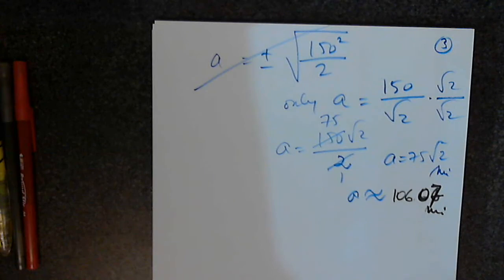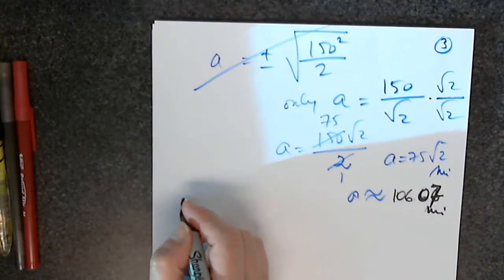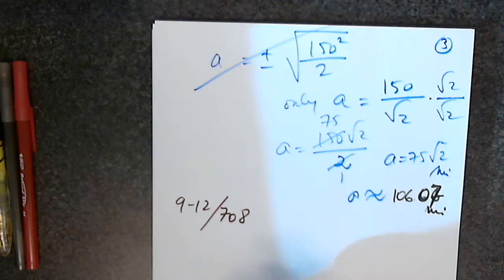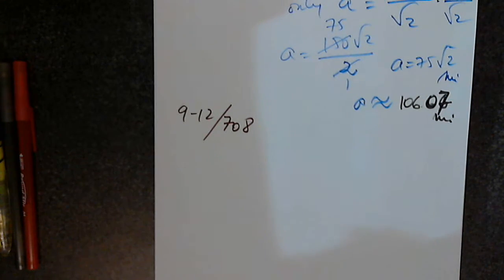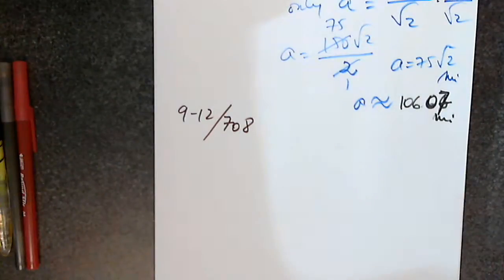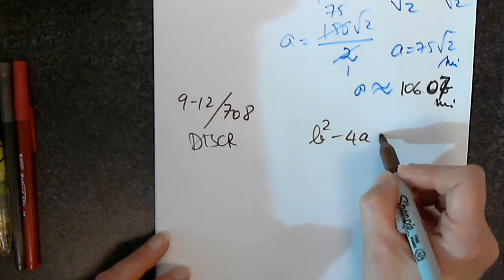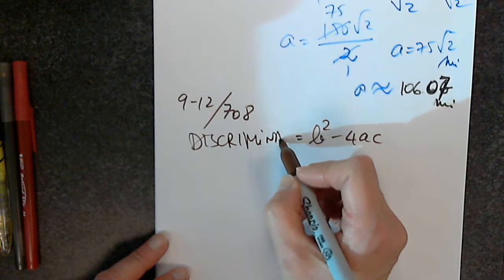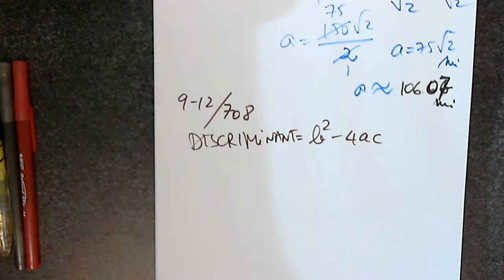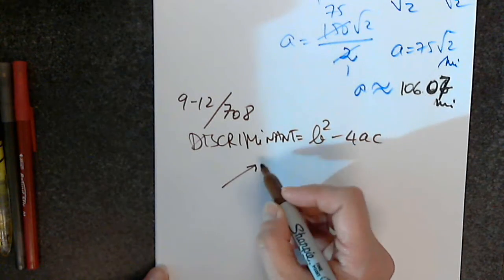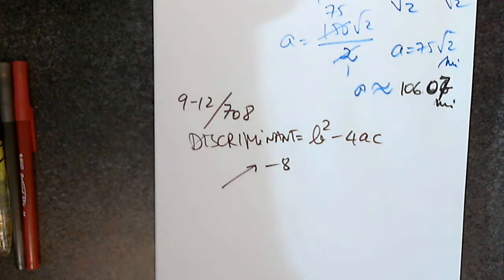If the discriminant, I'm looking at 9 through 12 on page 708. Problem 9. If the discriminant of a quadratic equation has the given value, determine the number and type of solutions. Okay? If the discriminant is negative 8, can anyone remind us what the discriminant is? B squared minus 4AC is the discriminant. What is under the square root in the quadratic formula? Okay, so now if the discriminant is negative 8, how many solutions and what type?